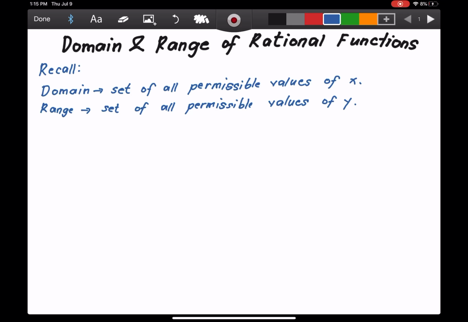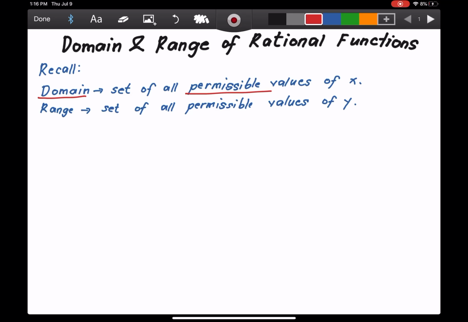Kapag sinabing domain, okay, these are the set of all permissible values of x. Okay, pag sinabing permissible, ito lang yung mga pwedeng values ng x kasi hindi lahat po pwede. Kasi meron mga numbers na magbibigay sa atin ng sagot na undefined. Okay? Pag fraction. And pag sinabing range, ito yung mga set of all permissible values of y.